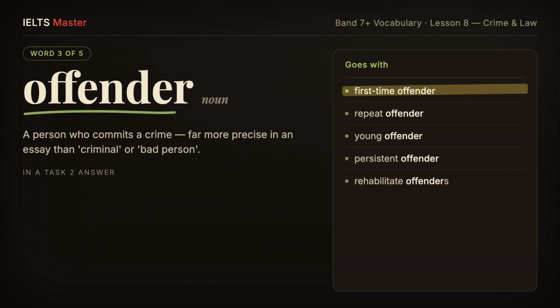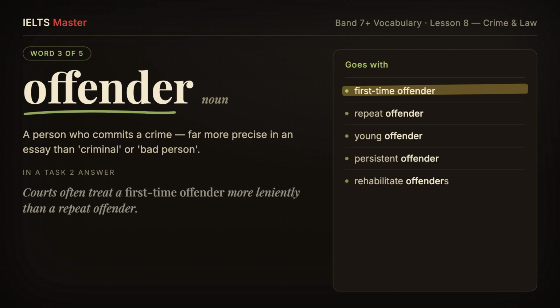Next, offender. Now, an offender is simply a person who commits a crime, and it's far more precise than criminal or bad person. Here's the clever part. Watch how one adjective changes everything. A first-time offender, a repeat offender, a young offender. Same word, very different meaning. It comes from the verb to offend.